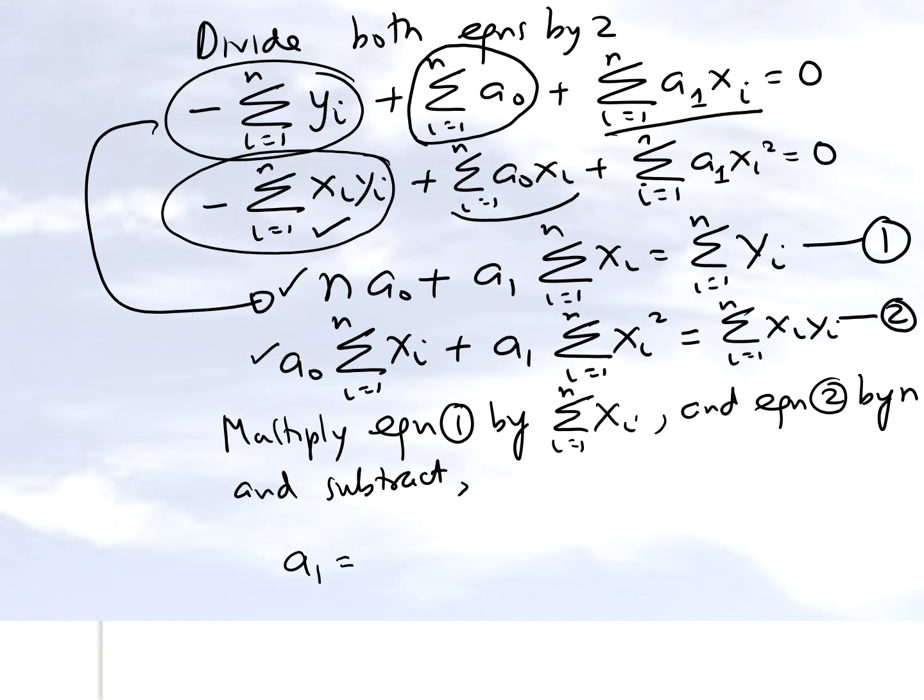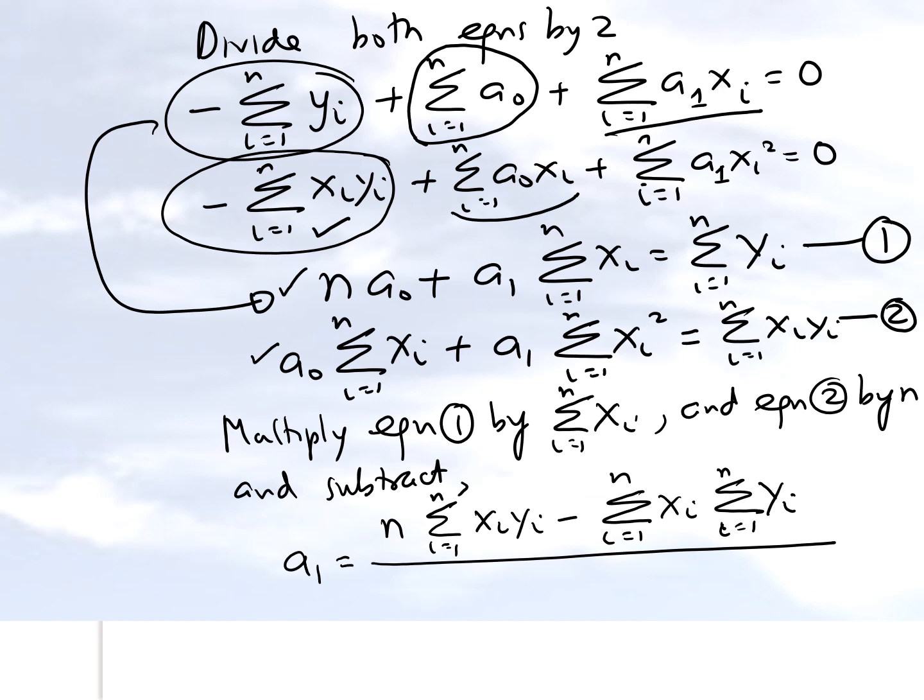I'm going to get a1 is equal to n times summation I is equal to 1 to n x of I, y of I, minus the summation of x values, summation of y values, that's in the numerator, and the denominator, I'll get something like this.